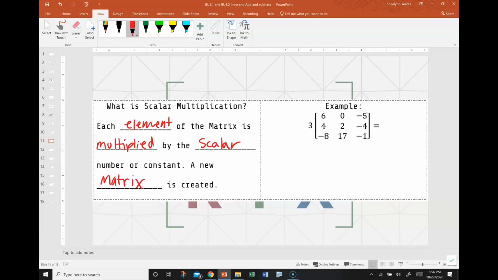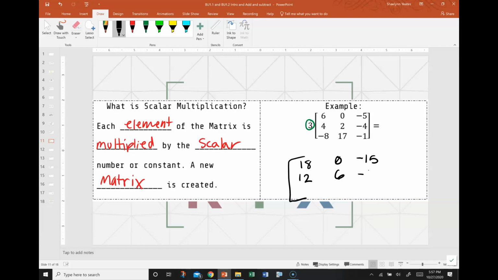So, for example, on this one, we are going to take this 3 and multiply it to every single element in this matrix. So I'm going to take it one by one because there are 9 numbers to do this by, and if I try to do it all in my head all at once, I will cry. So we've got 3 times 6, that's 18. Then 3 times 0, that's still 0, that's lovely. 3 times negative 5 is negative 15. 3 times 4 is a positive 12. 3 times 2 is 6.